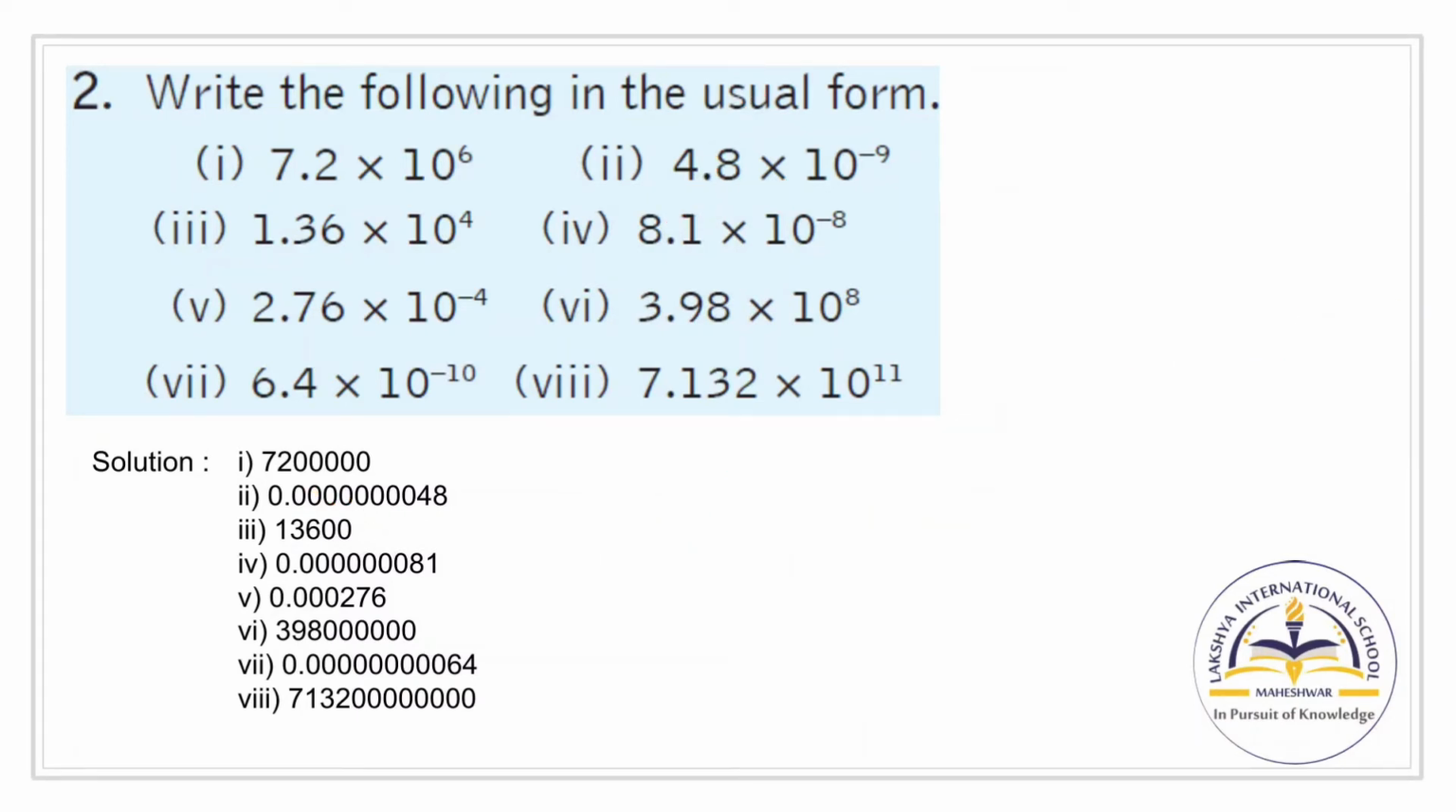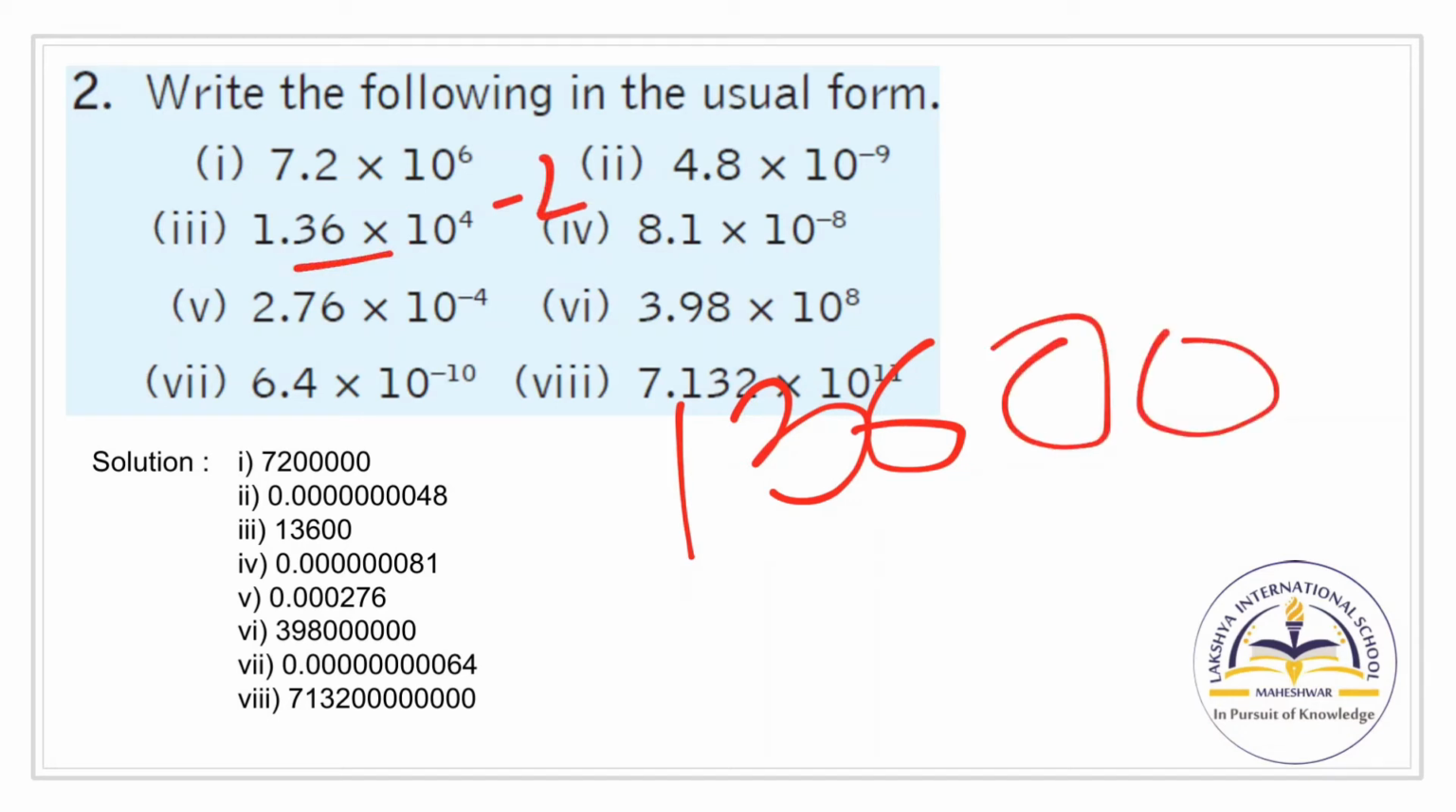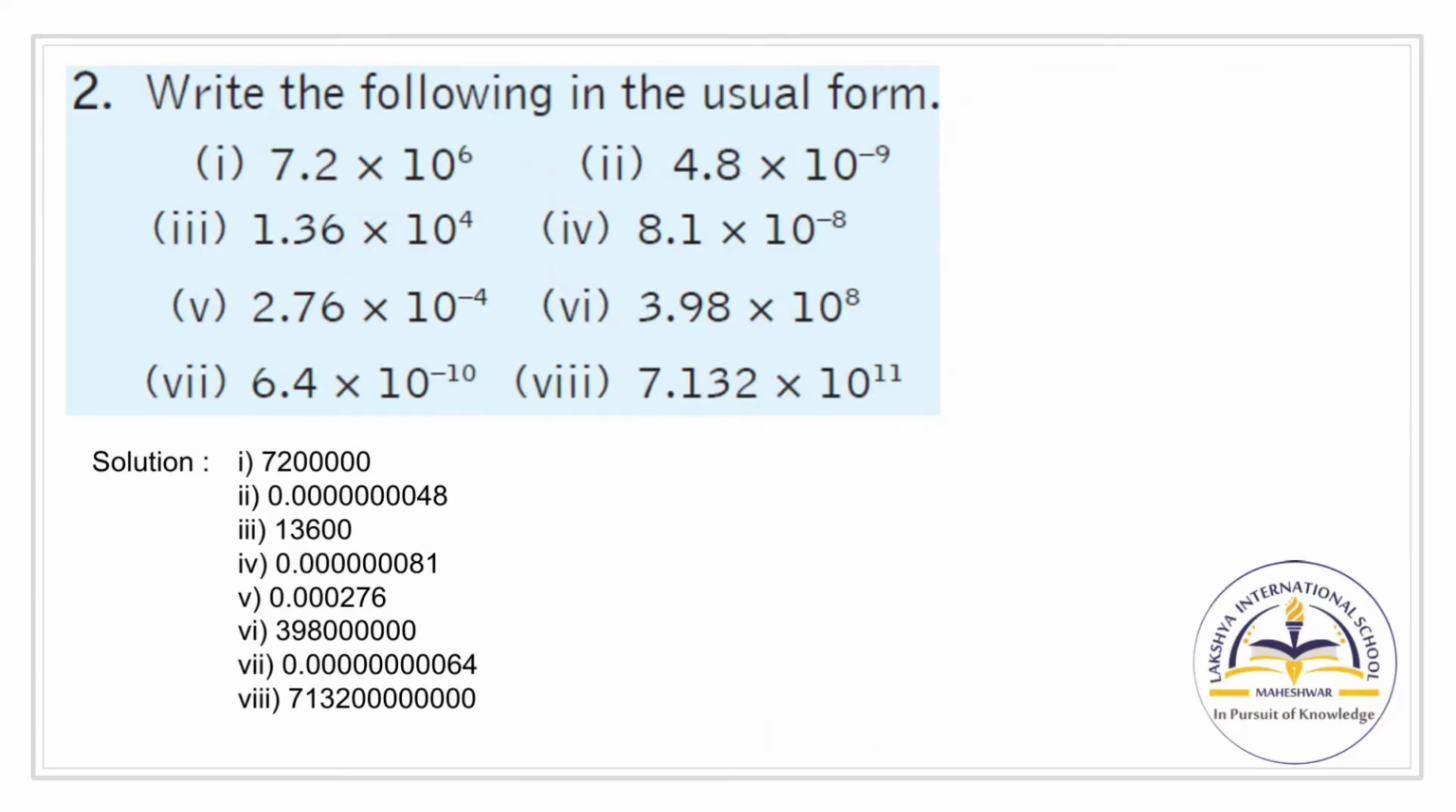Now question number 3, 1.36 into 10 to the power 4. Now you can see there are two numbers after the decimal point. So how can you write it? 136. Then here is minus 2, because there are 2 digits after the decimal point, so only 2 zeros remain. So 13600 will be the answer. So like this you have to solve. All the answers are given here.